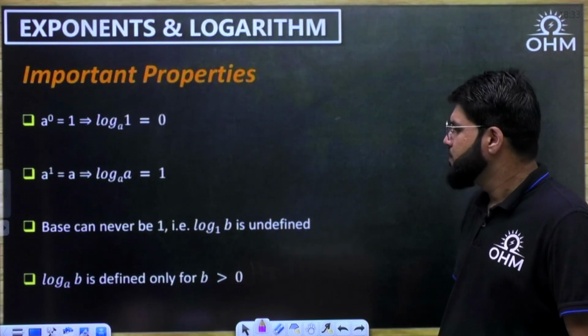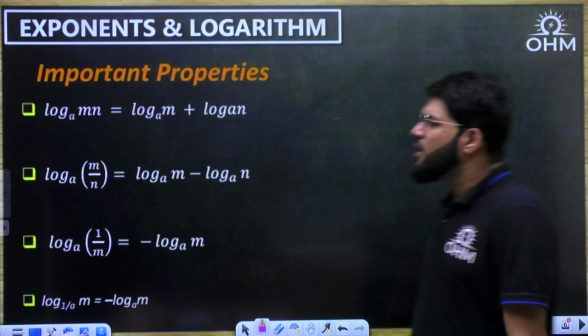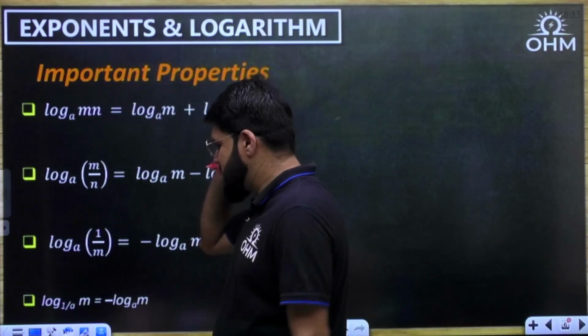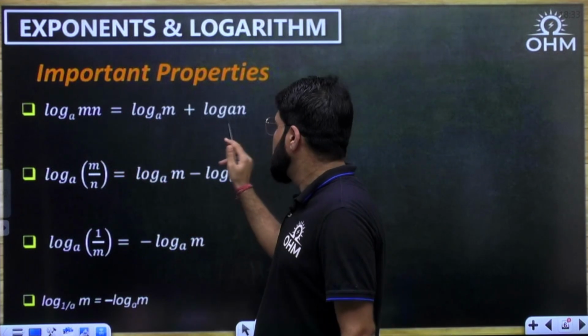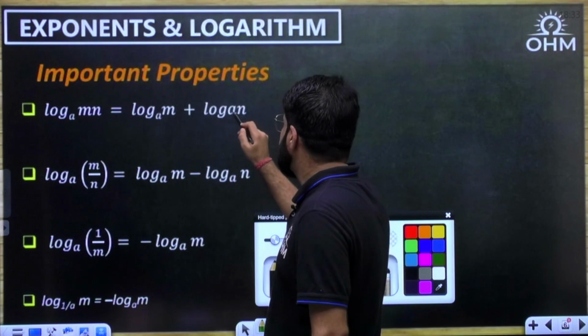That's it. Now, important properties. This is where, again, questions are built up. That is, log of m into n is log m plus log n. Log to the base a only, this is base a.